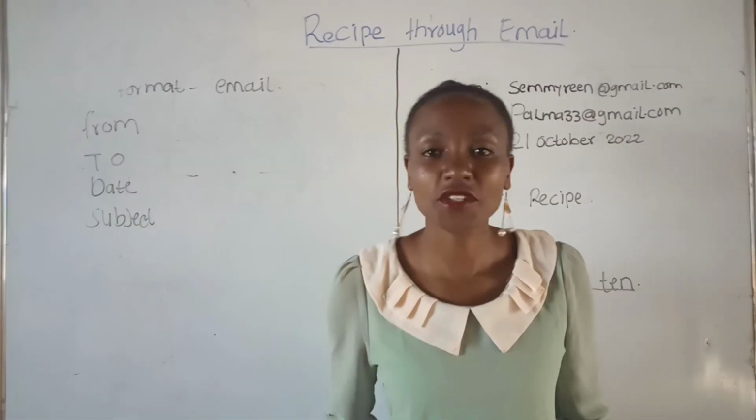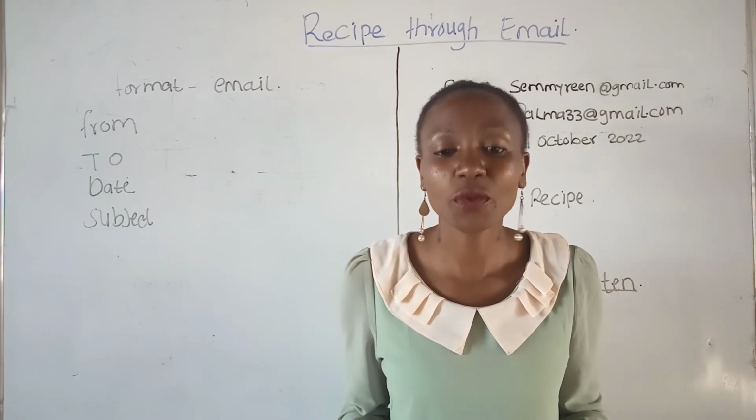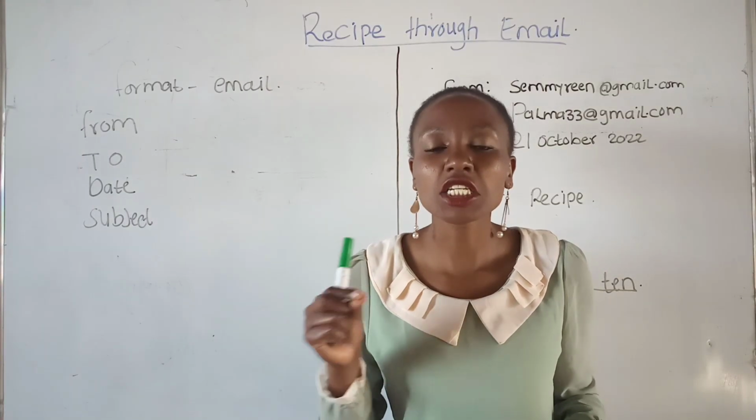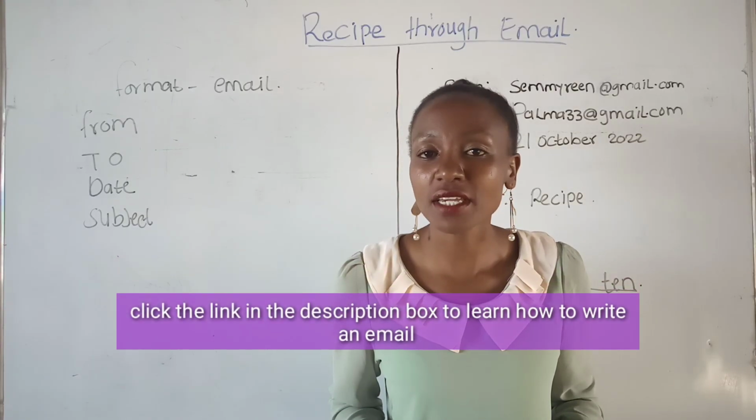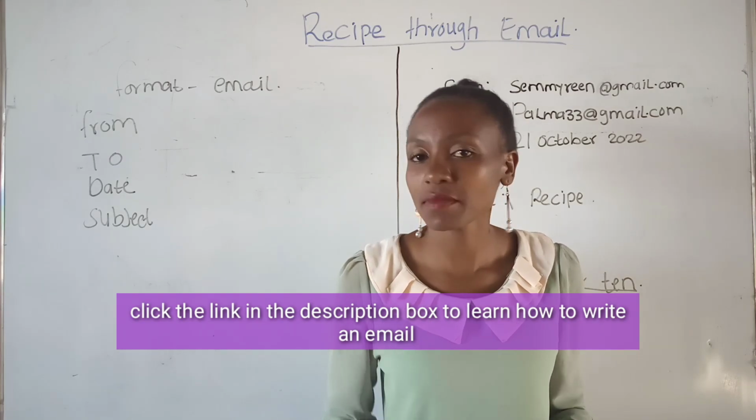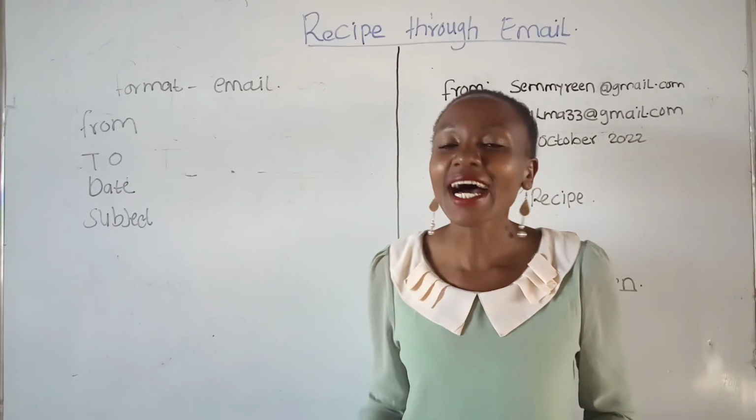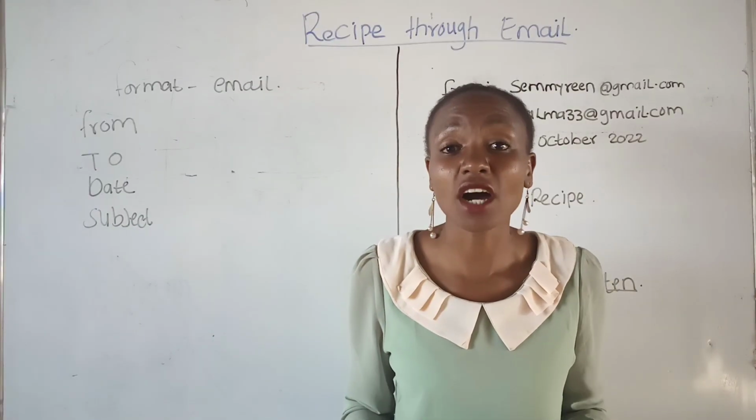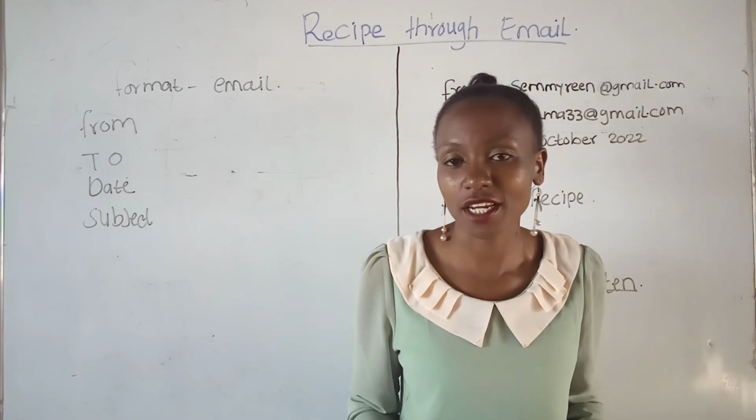So when it comes to the writing, it's one piece of writing. You're going to take it in an ordinary way. You're writing a recipe, so you must write the recipe and then send that recipe through an email. In sending a recipe through an email, we'll take the format of an email, and then the content of the email will be the recipe that you're going to send to your friend.